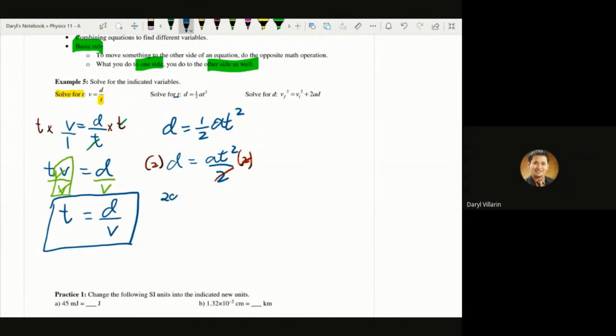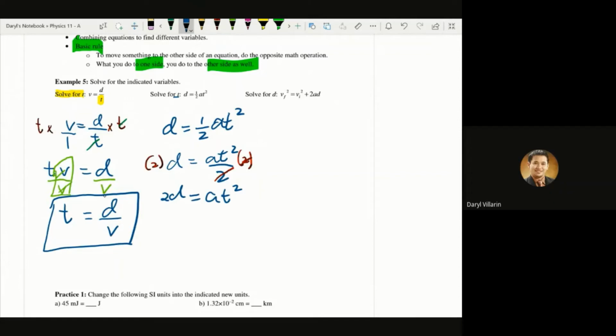So this gives me 2d equals a t squared. Again, I'm solving for t. So that means that I'm going to separate my t. Remember, I'm solving for t, not t squared, okay? But just t. T to the exponent of 1, not t to the exponent of 2.